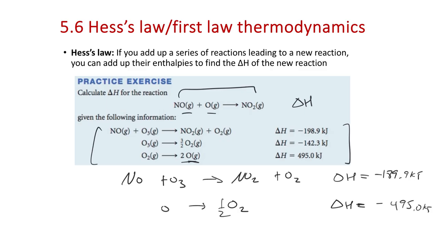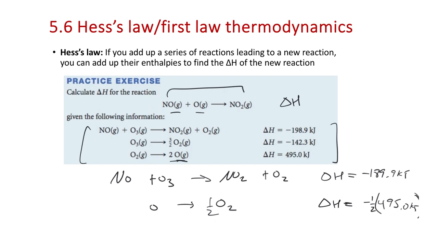So I've cut the coefficients of that reaction in half, so I'm going to cut the delta H of that reaction in half too. I'm going to take the minus 495.0 and multiply that by a half. So I flipped it from the original reaction, so negative, and then cut the coefficients in half, so a half times that delta H.